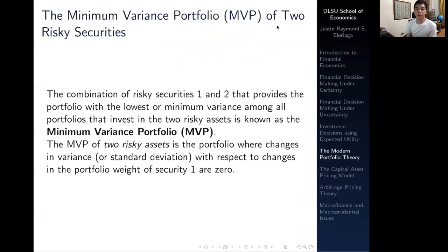So we're going to take now a deeper dive on modern portfolio theory in the form of the minimum variance portfolio of two risky securities. So the MVP, aptly named, right, is the combination of risky securities. So say you have two risky securities that provide the portfolio with the lowest or the minimum variance among all portfolios that invest in the two assets.